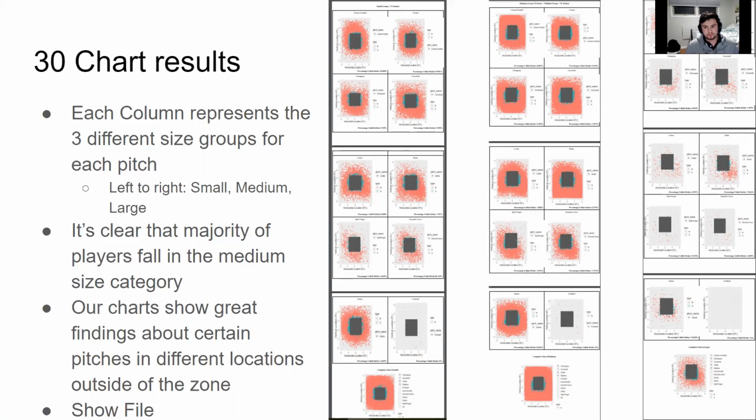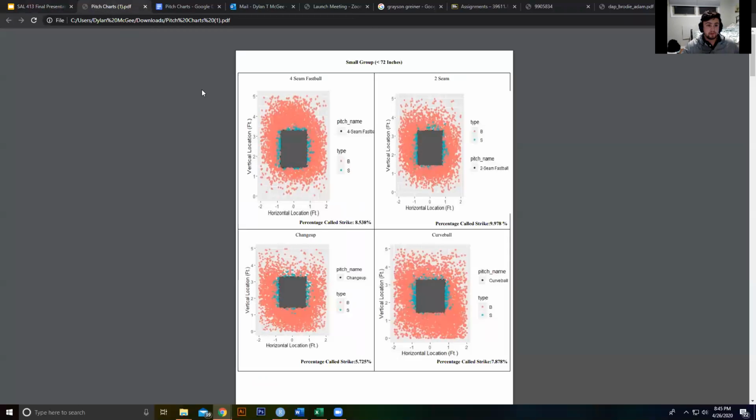However, it's clear that the majority of players fall in the medium category. That's where we see those deep red colors, because there's a higher volume of pitches being thrown to those batters. And our charts ended up showing great findings about certain pitches in different locations outside of the zone. And here's just another example of our file.